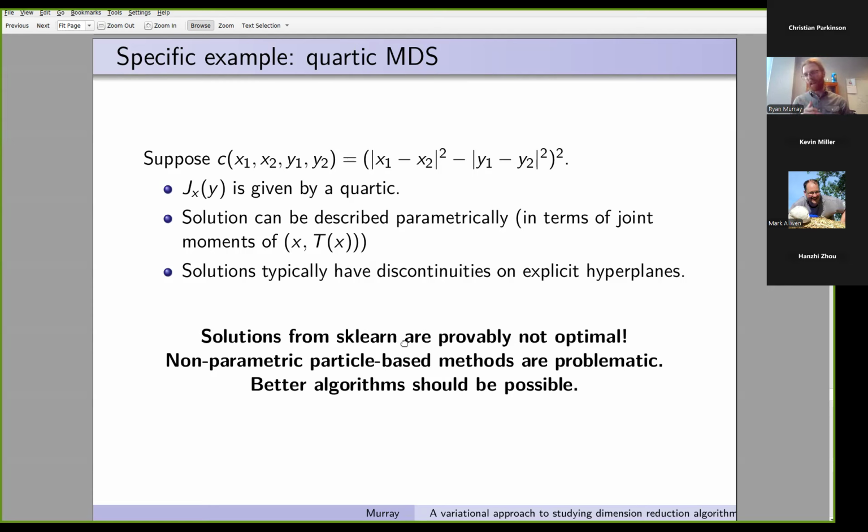Okay, so we've been able to show, using this type of theory, that what scikit-learn is finding in these contexts is really not the solution. And that these particle-based non-parametric methods really can't be optimizing the original energy, at least not in specific topologies. Okay. And this should, in principle, lead to better algorithms for things like these generalized multidimensional scaling problems.